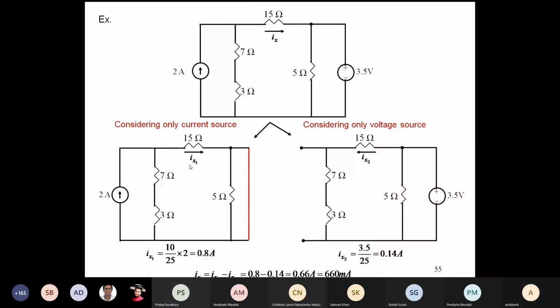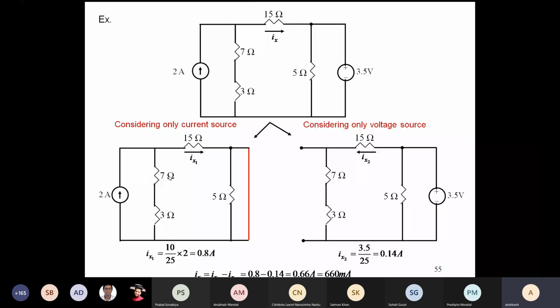Yes, sir. What is the equivalent of 5 ohm and this short circuit? 0. So 0 is in series with 15. How much? 15. So here the current division, the 2 ampere is getting divided. So current division means what? Opposite resistance by sum of the resistance. So opposite is how much? 7 plus 3, 10.